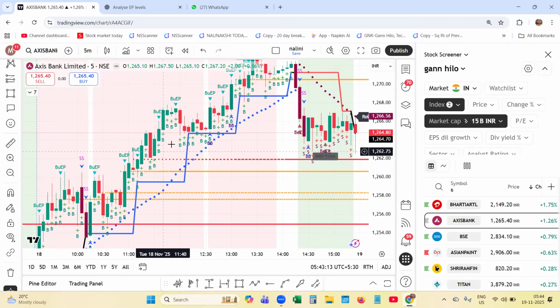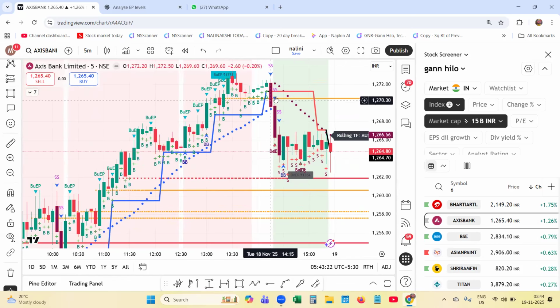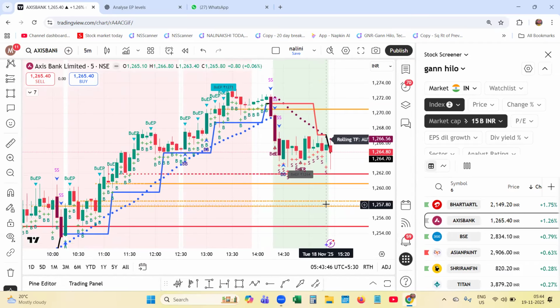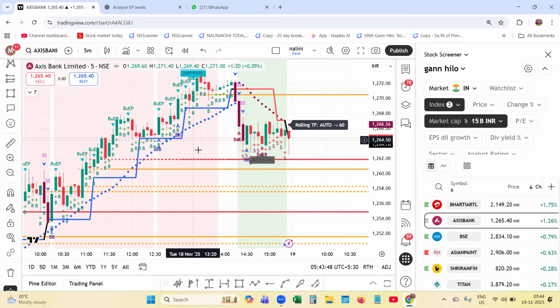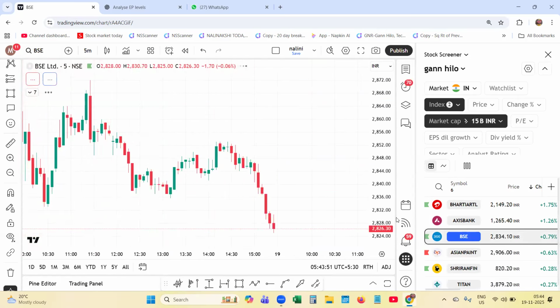But when the market is traveling along above the rolling pivot and the Gann HiLo, you need not bother. Then the market started getting rejected from this level 1270 resistance and traveling along, once the resistance has been taken out and came down to the level where resistance has been created. That's how you need to analyze the EP lines and you can take the trade.